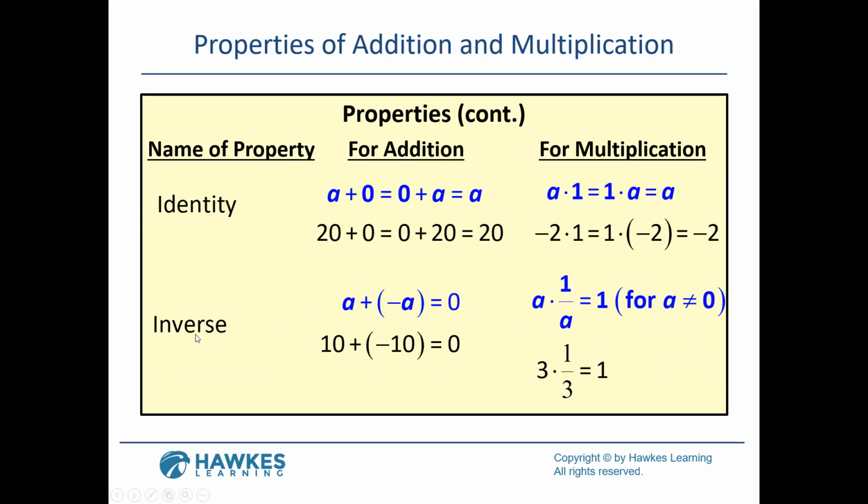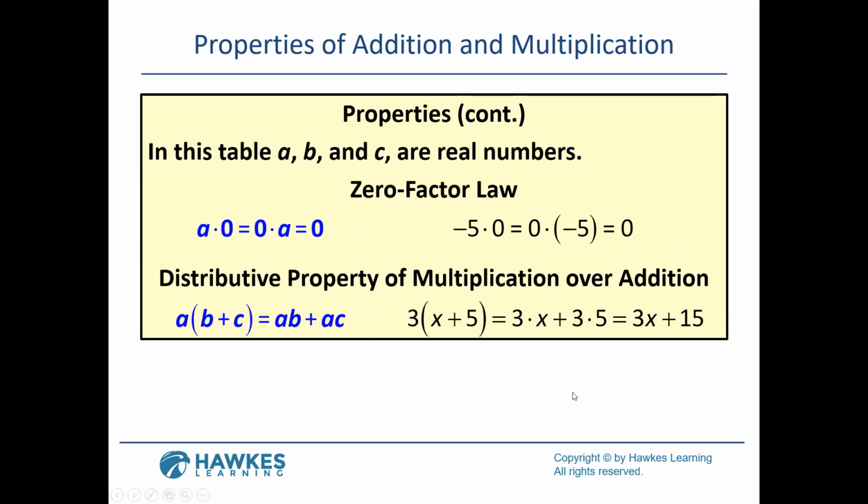And the inverse for addition is where you simply get 0. Whatever you have for a, like 10, when you add the negative of that, you get 0, and that represents the inverse. On the multiplication side, we want it to be equivalent to 1. So a, when we multiply by the reciprocal of that, will equal 1. Likewise, if I take 3 times 1/3, notice here the 3's will cancel out.